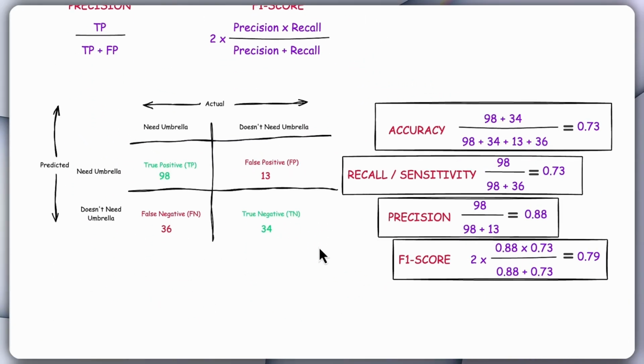Okay. With that, these are random numbers I have given for the true positive, 98, 13, 36 and 34. Using these numbers, this is the way you can calculate the accuracy. The accuracy is coming as 0.73, recall is coming as 0.73, precision is 0.88 and F1 score is coming as 0.79. So that's all for today. Even though the name is confusion matrix, I believe after this video you should be able to understand the basic concepts of confusion matrix and why it is so important.